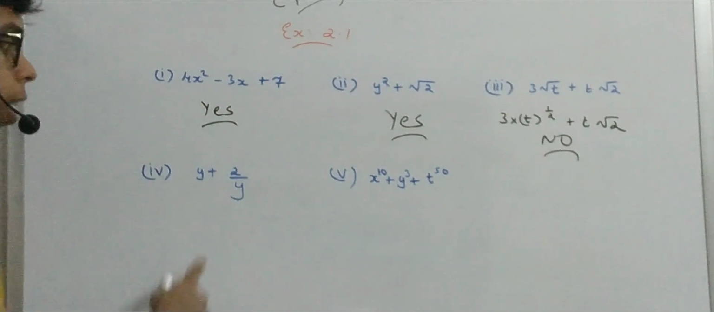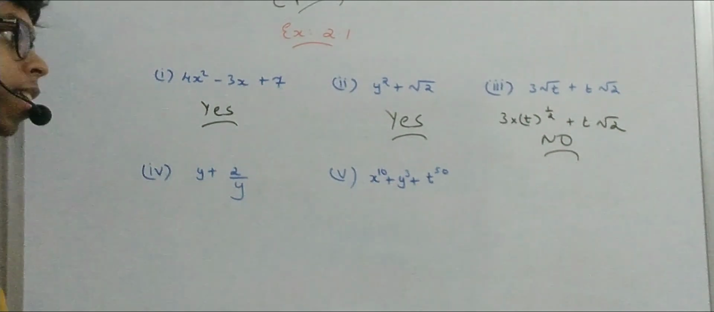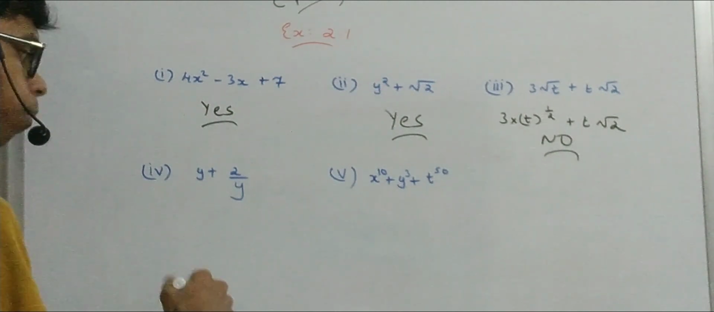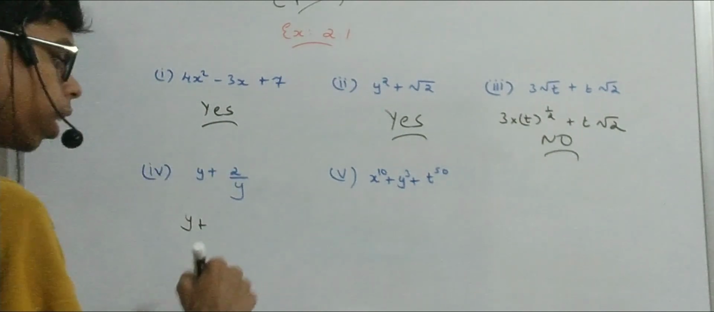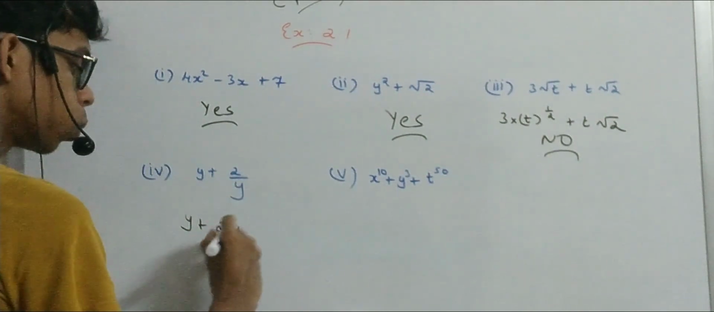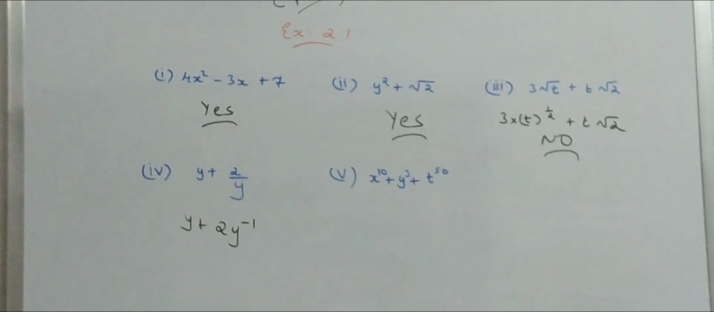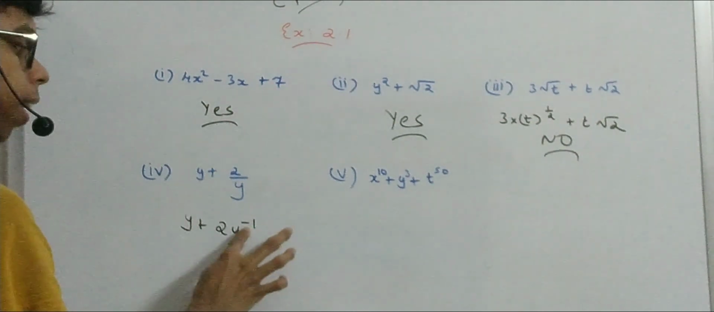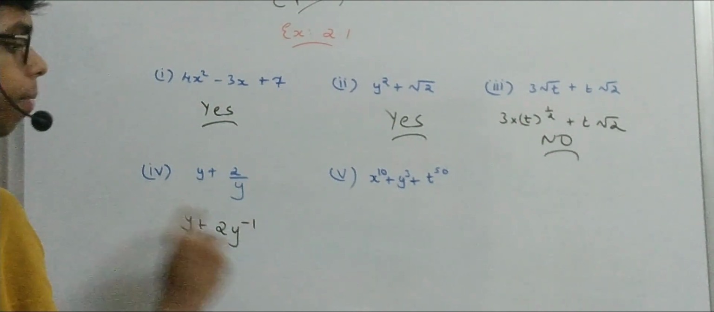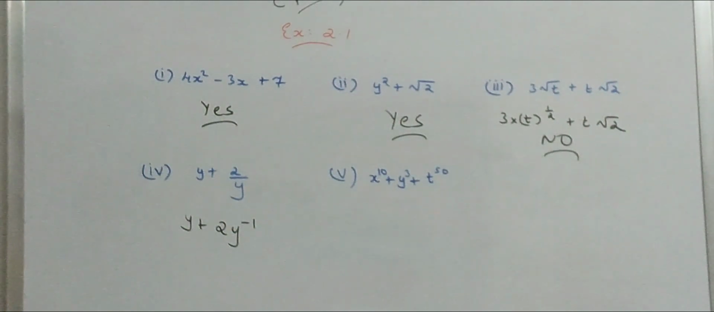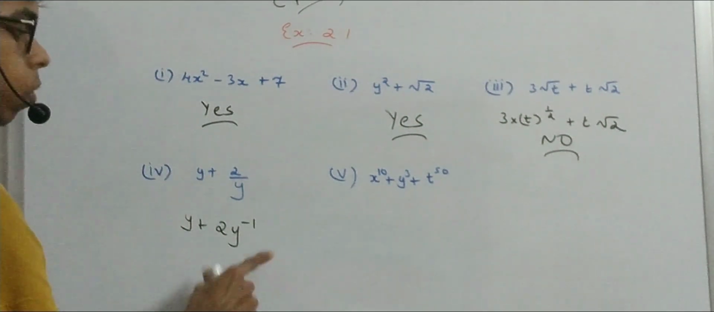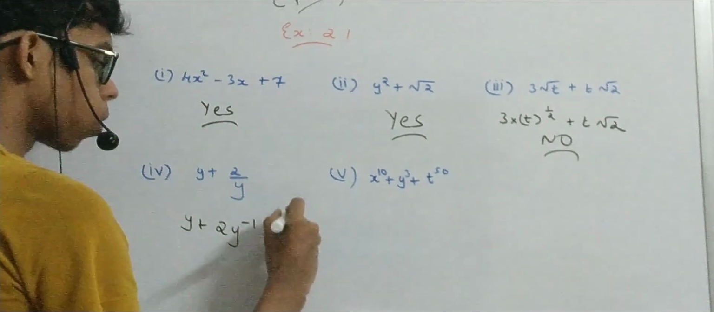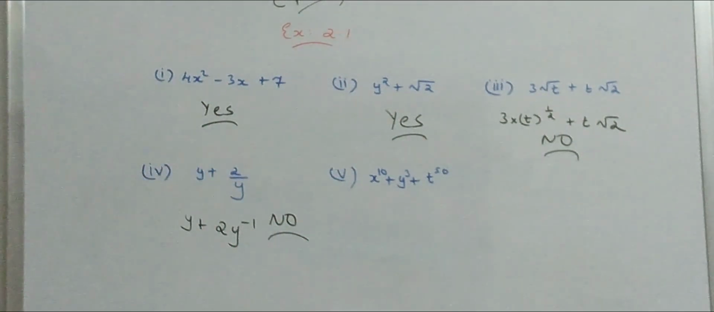Okay. Now our next one, y plus 2 by y. Here also this is not a polynomial in one variable. Why? Because if I bring this y to the numerator, I will be getting it as 2y raised to minus 1. Here also if you see, the power of the variable is a negative number, which is an integer. It is not a whole number. If and only if the power of the variable is a whole number, we can call it a polynomial. So definitely this also is not a polynomial in one variable.